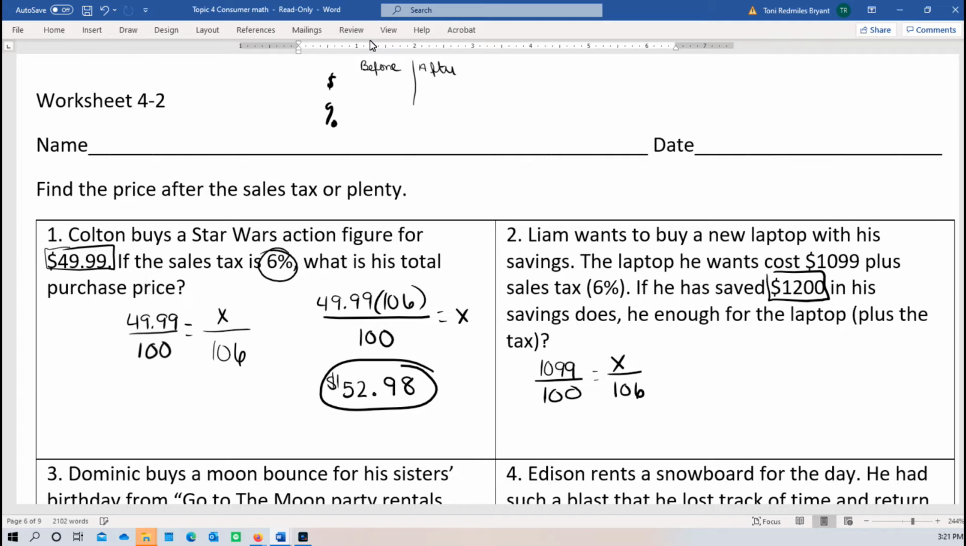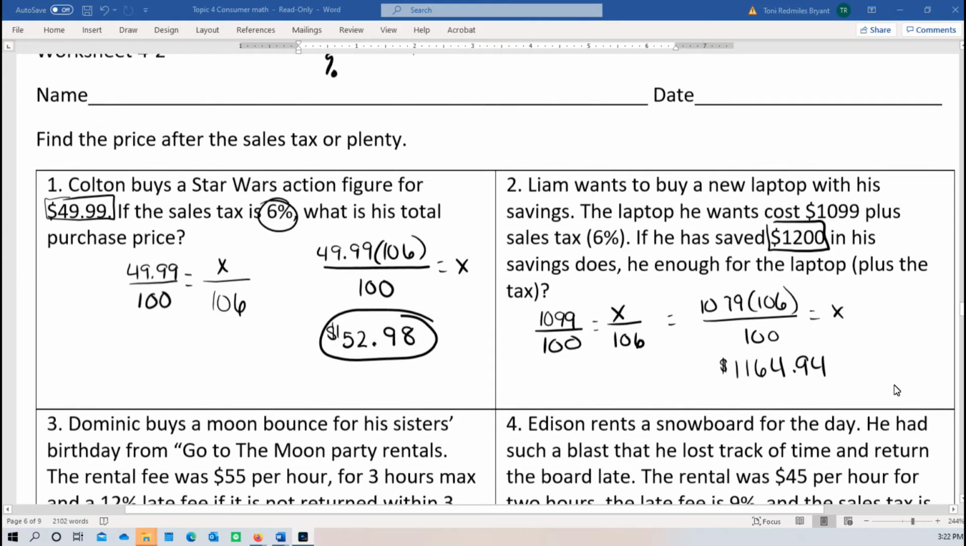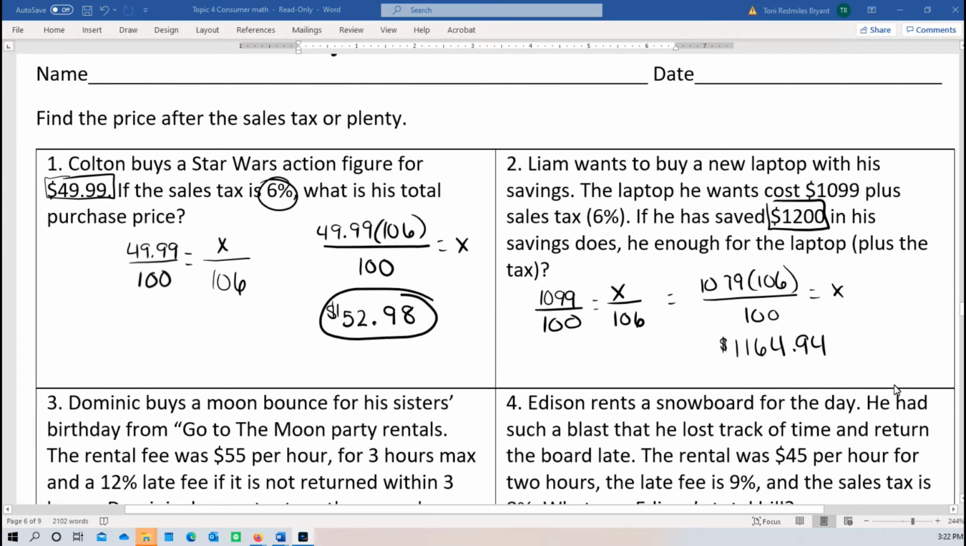So let's go ahead and do the math. No matter which way you do it, you should get to this stage. And that means that the full price is $1,164.94. Okay, and this is under the range of what he has to spend, so yeah, he's good to go. He can buy it. The answer is yes. He has enough.